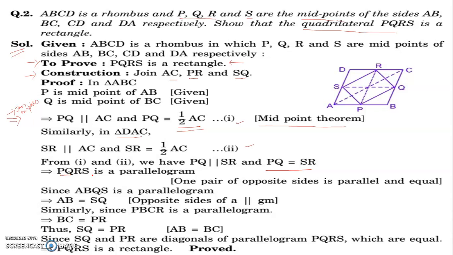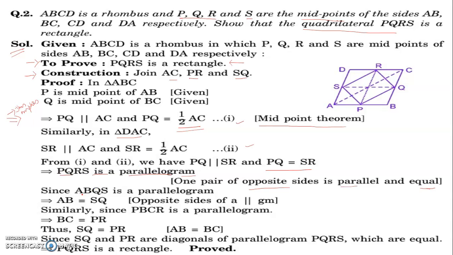Very important, students. Now PQRS is a parallelogram. A parallelogram has one pair of opposite sides parallel and equal. This important property we have already shown: parallel and equal.